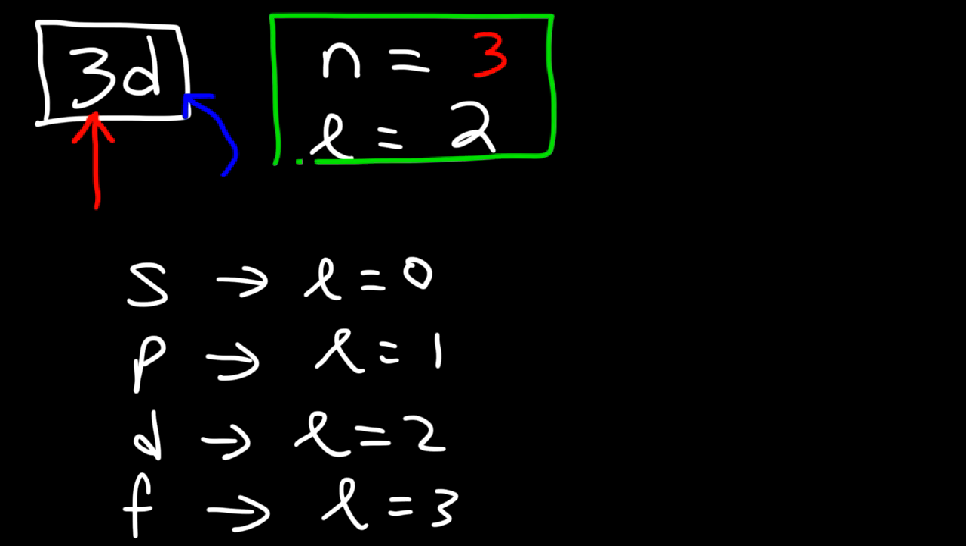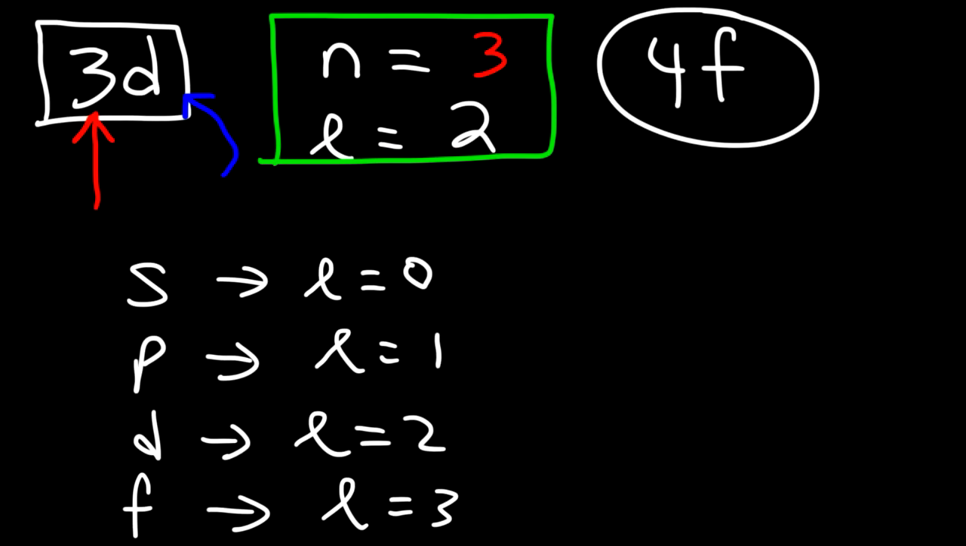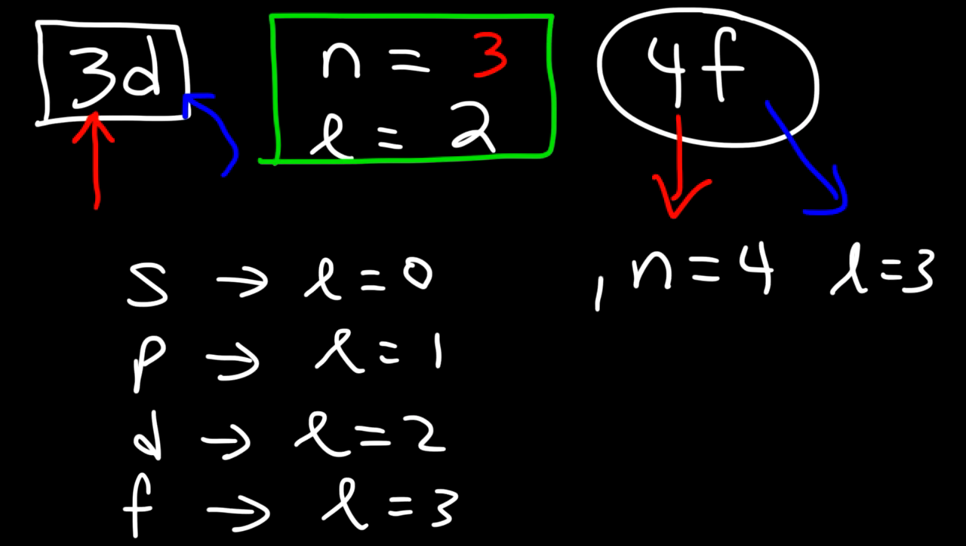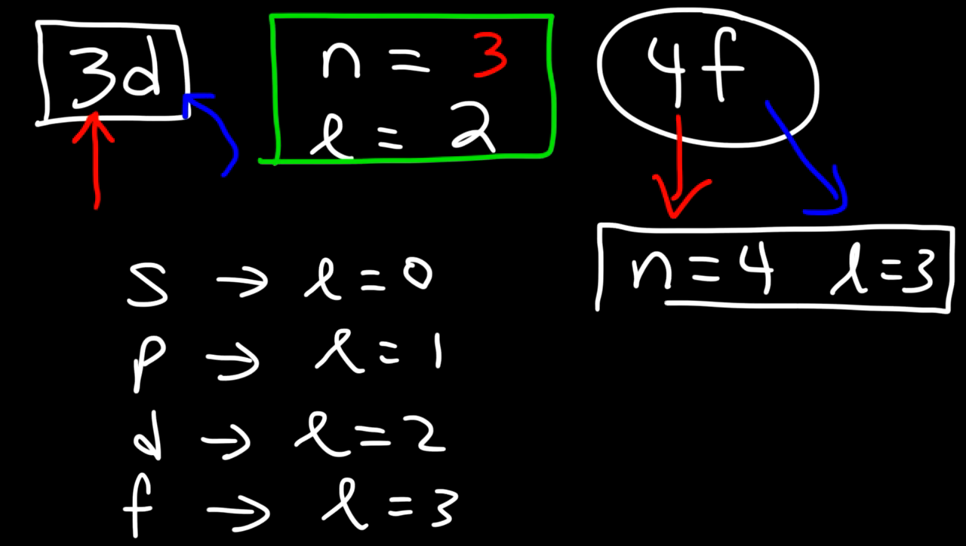So let me give you another example. What if we have an electron in the 4f sublevel? What's n and what's L? As we can see, n is the number in front of F, so n is 4, and F always corresponds to an L value of 3. So for an electron in the 4f sublevel, n is 4, L is 3.